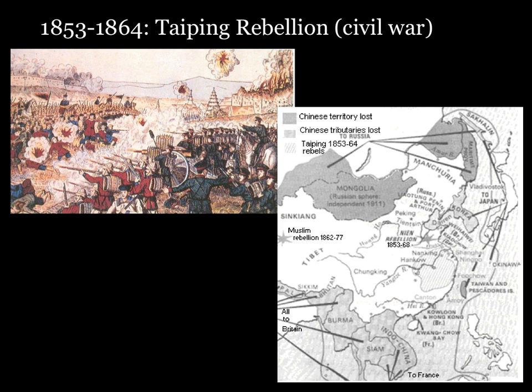The message of the Taipings was messianic. The Taiping founder believed himself to be, or at least he said he was, the younger brother of Jesus. And so the Taipings rallied around him and fought for his place as the head of the Chinese government.